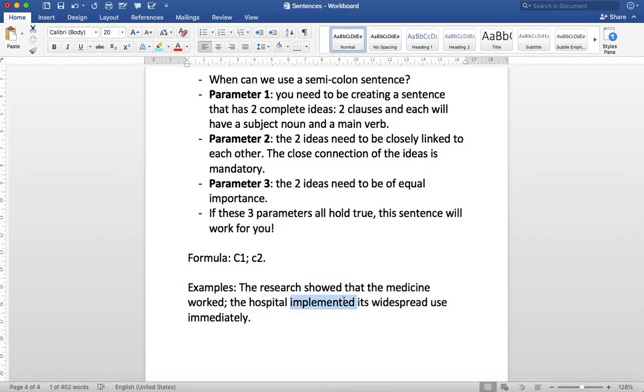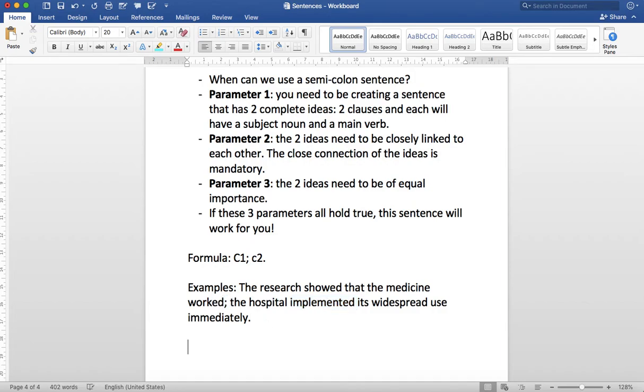You'll see that within this structure, usually you want your verbs to be in the same tense. Are they connected? Yeah, one's talking about medicine research, the next one's talking about how it's being used or where it's being used, or its implementation. So we have two ideas. Both ideas have a subject and a predicate. They're connected, and we want to show our readers that they're equal. Therefore, the semicolon is a perfectly good way to join them.